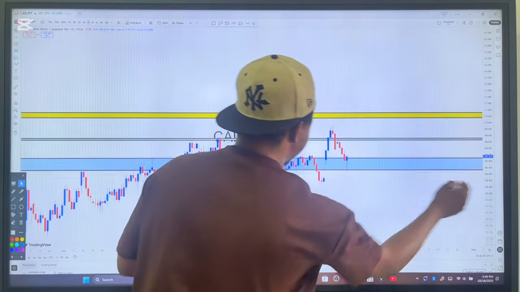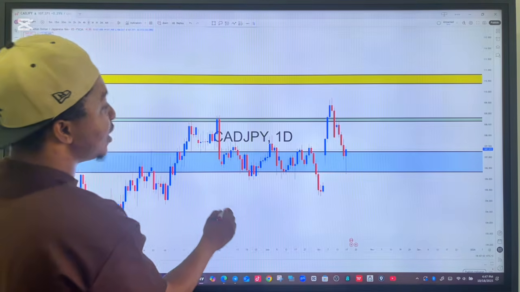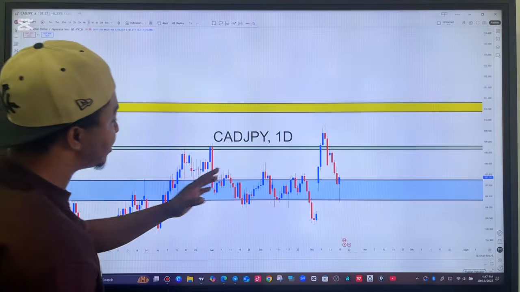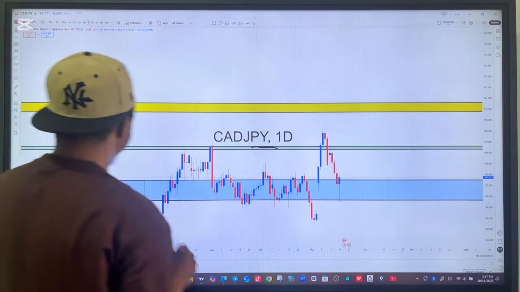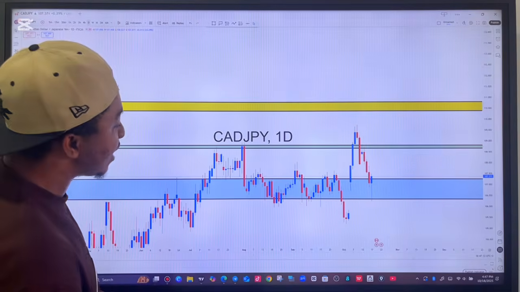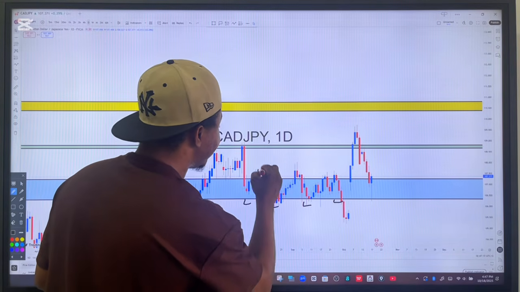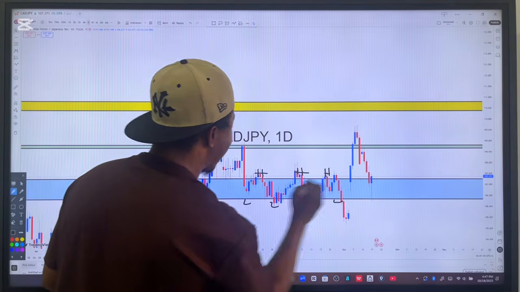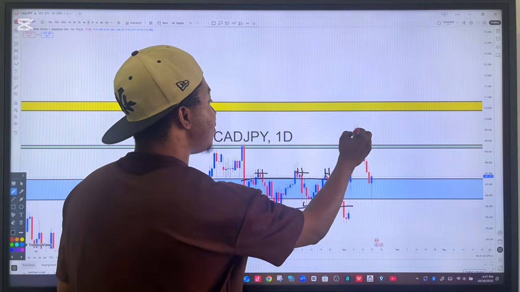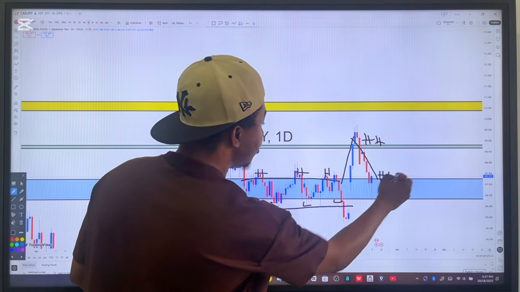Alright, so this is CAD JPY on the daily time frame. Let's put another meaning into it. If you look closely, we have the daily mid-range zone. What else do you see here on the daily time frame? Initially, price was in a range or a consolidation period over here as it created equal highs and equal lows. And what happened? Buyers broke above to form a higher high. And after that, they dropped all the way down to form a higher low.